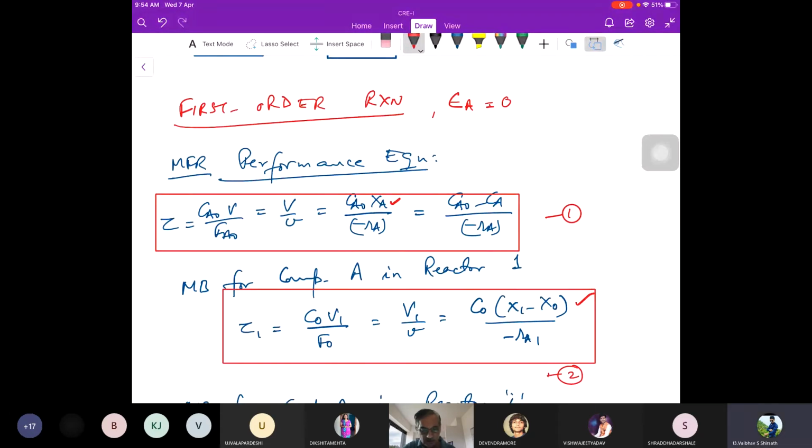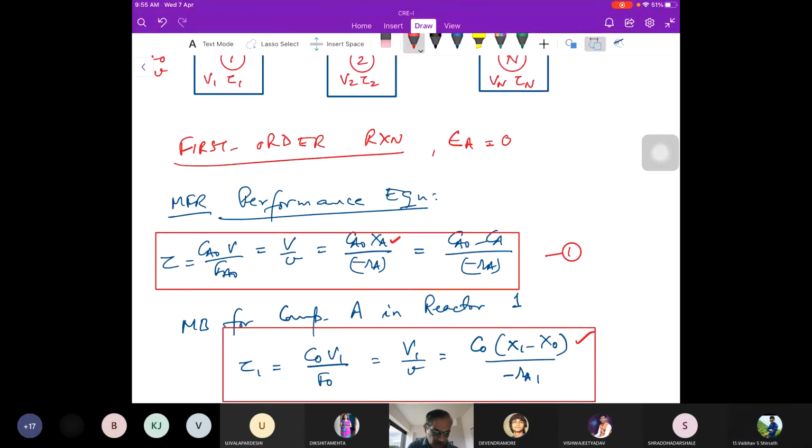Sir, why did you put the minus there? See, this is actually how much reaction is happening, right? Ultimately, what is this? If you look at this one, what does C naught Xa mean? C naught Xa represents how much has reacted, right?